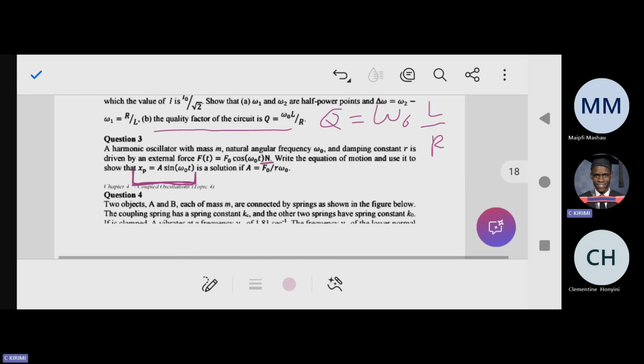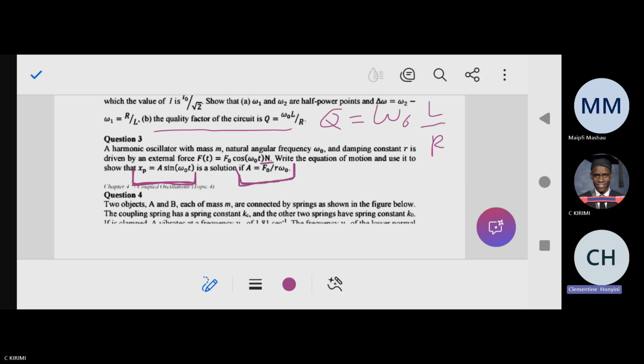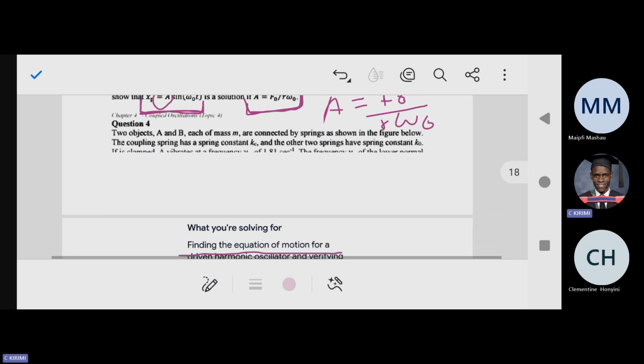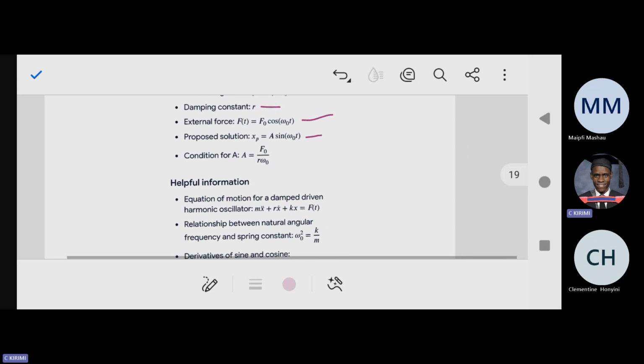Condition. We have been given a particular solution such that it must satisfy this condition. Can you see the condition which is given here? Your A, the value of that A, is equal to F naught over R multiplied by omega naught. That is the value of A which is given for the particular solution. So first you write the equation of that motion.